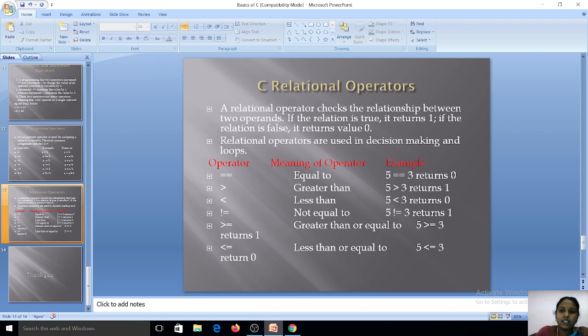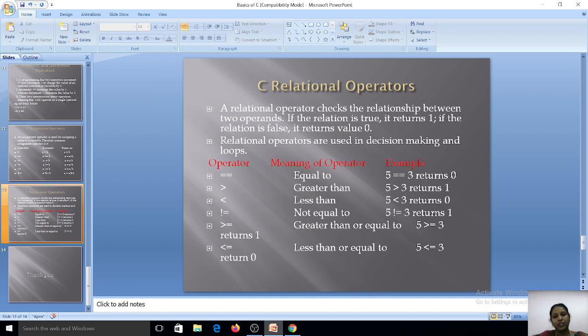Next we will see the C relational operators. It is the last operator we are going to see. A relational operator checks the relation between two operands. If the relation is true, it returns 1. If the relation is false, it returns the value 0. Kindly note it. Relational operators are used in decision making, and we can use them in loops also.